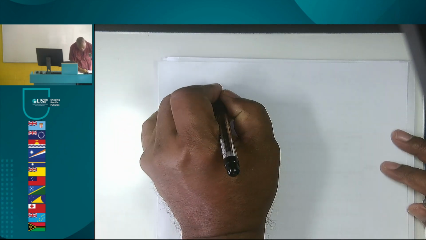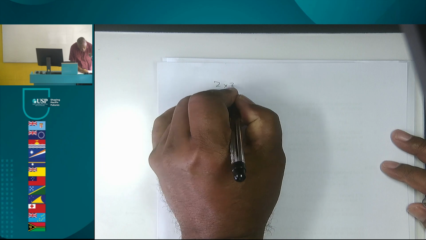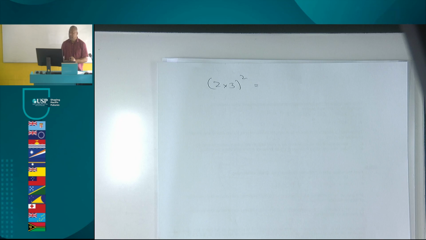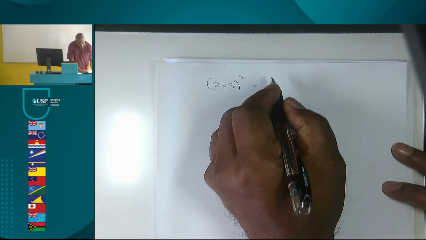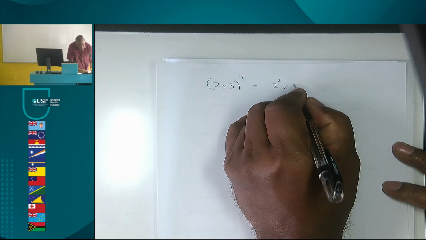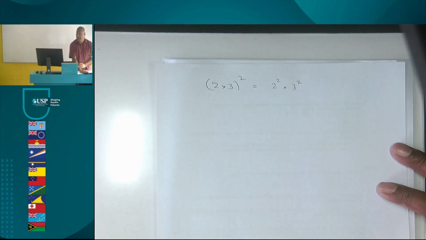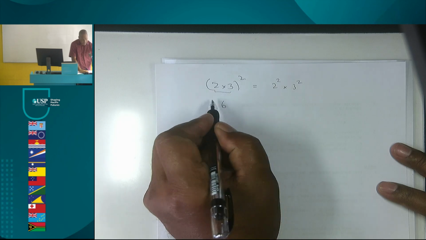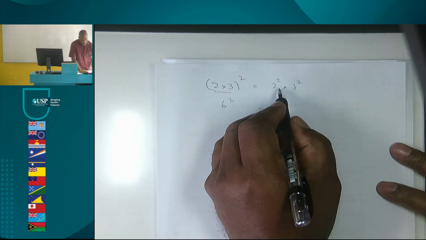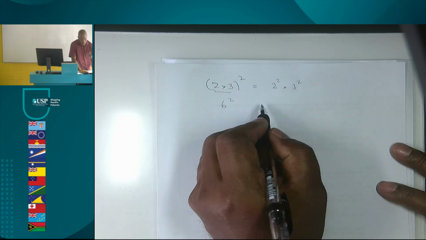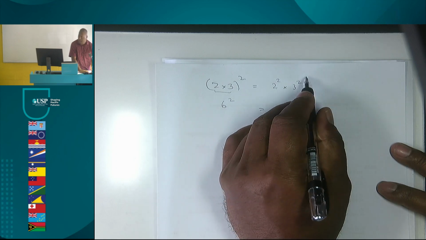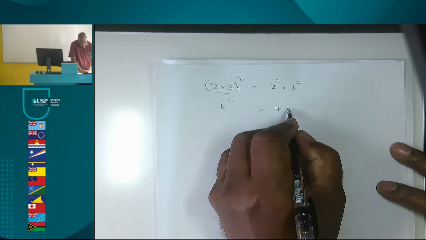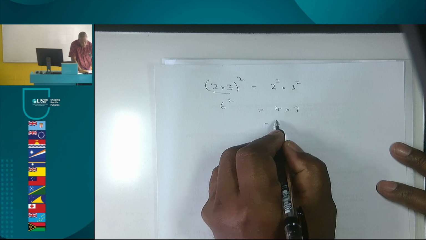Okay, let's do this. 2 times 3, squared. Law number 4 says I can break it up into 2 squared times 3 squared, eh? What does this give me? 6, eh? 6 squared. What's 2 squared equal to? 4 times 3 squared, which is 4 times 9.